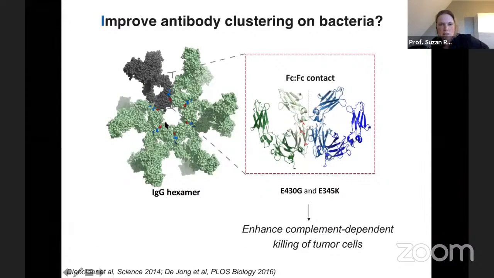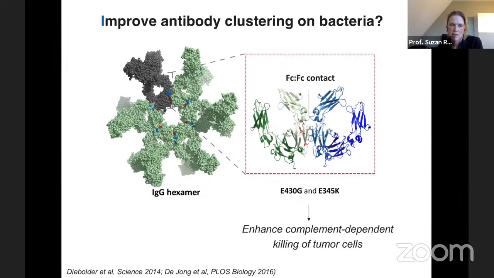All right, so we have the structural information about how these antibody clusters should look. This is the structure of these IgG hexamers, as we call them. This is one antibody, and the antibodies come together via Fc-Fc contacts. This is important for the clustering on the surface. If you look more closely at the amino acid sequences that mediate these Fc-Fc contacts, you can start designing antibodies that are better at making these hexameric structures.